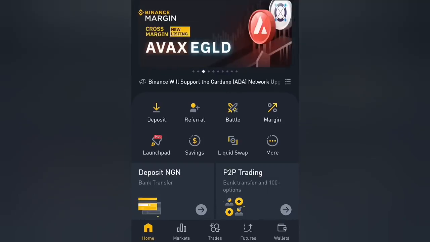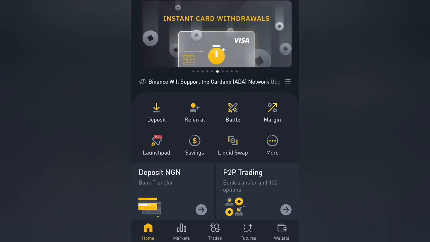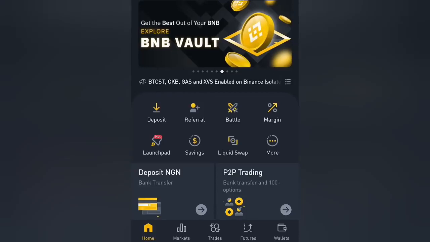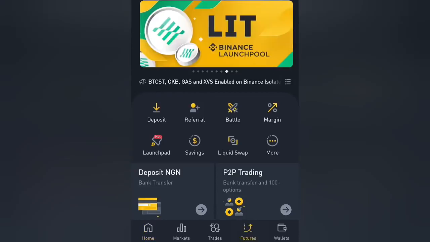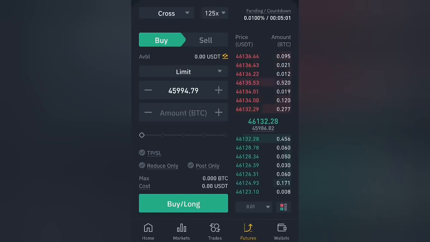Now let's start. First of all, we would have to go to the features icon right there. You click on features. Now this is how your features platform will look like. I am going to show you exactly how to use this interface right here.